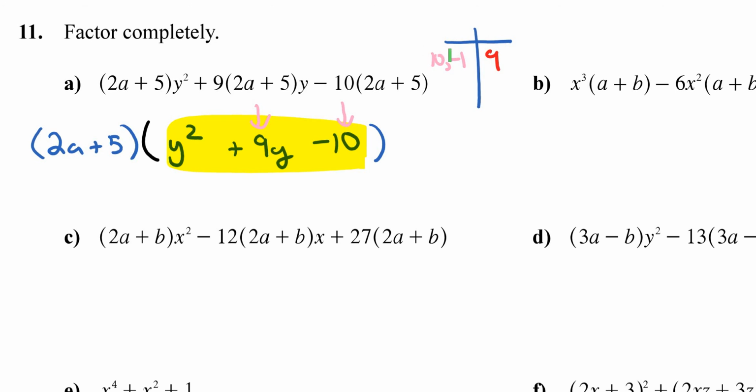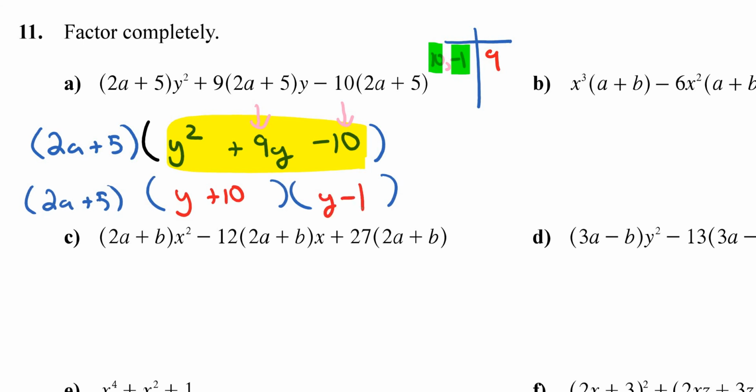So 10 and minus 1. So in order to do this, I have a 2a plus 5, and then two brackets here, and then a y plus 10, and a y minus 1. And that's how you factor question 11a.